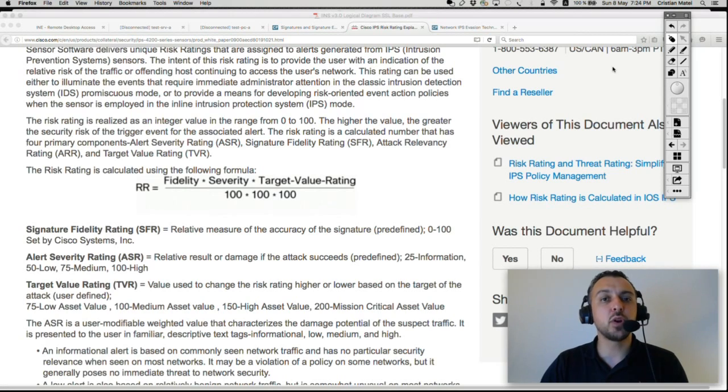But other assets may be more important. We want them to be up and running 100% of the time, so no denial of service attacks. And we don't want, for example, confidential files to be leaked. So depending on that combination of factors, the asset value, the possible threats, and the fidelity rating, we end up with a specific risk rating value for an attack happening against a specific asset. So based on that, we can take different actions.